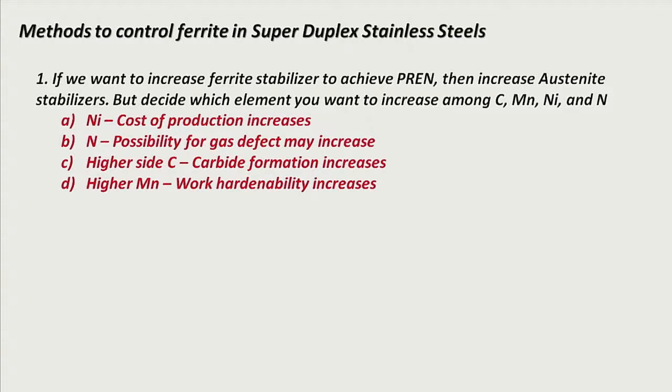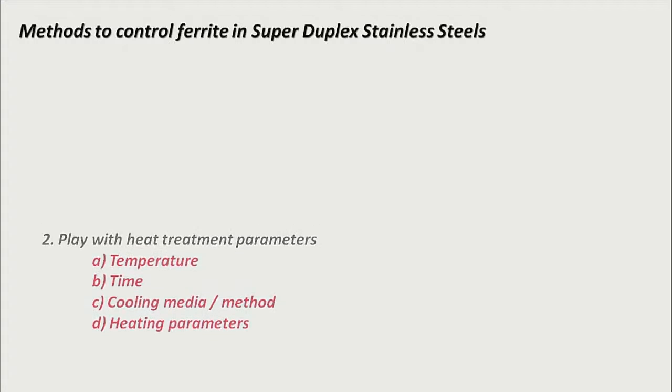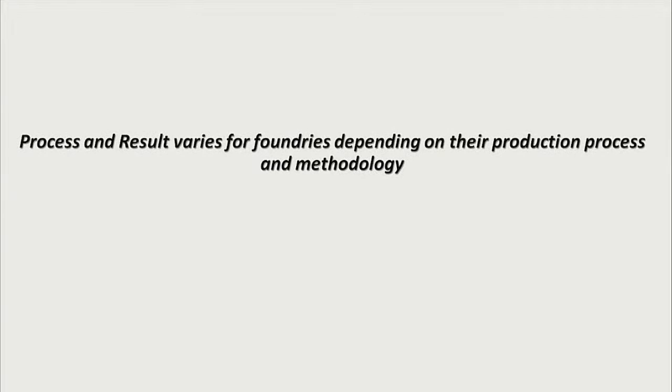So these are the elements which can help in increasing the austenite: nickel, nitrogen, carbon and manganese, and they also have their constraints in addition. The other parameter I can use is to control my heat treatment parameters by optimizing the temperature, time, cooling media and heating parameters. Process and results vary for foundries depending on the production process and methodology. So it is very important for us to understand our process, our methodology and how we process the material, and to find the solution out of this.